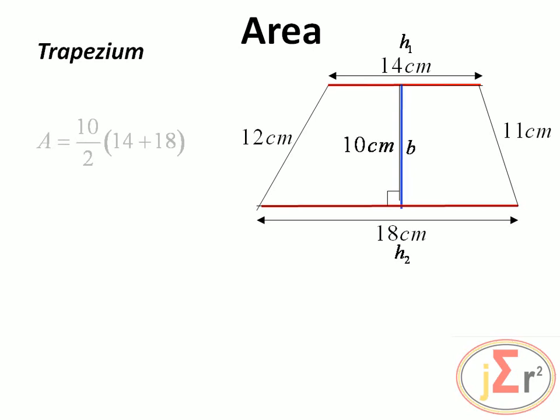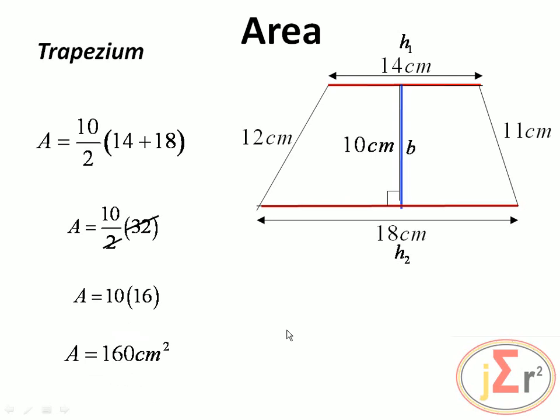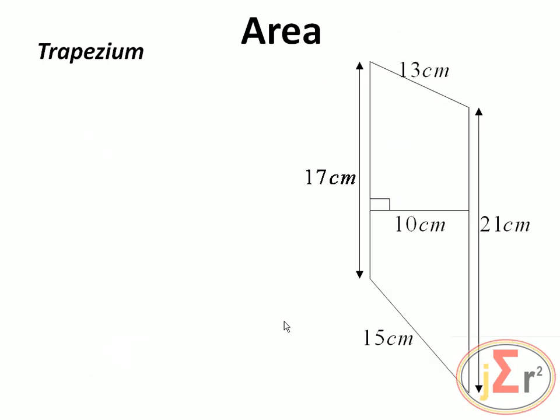Therefore, b will be replaced by 10, and H1 and H2 are 14 and 18 respectively. So we say 14 plus 18 is 32, and 10 over 2, we reduce the fraction, and we get 10 times 16, and that is equal to 160 centimeters squared. And there we have another one.